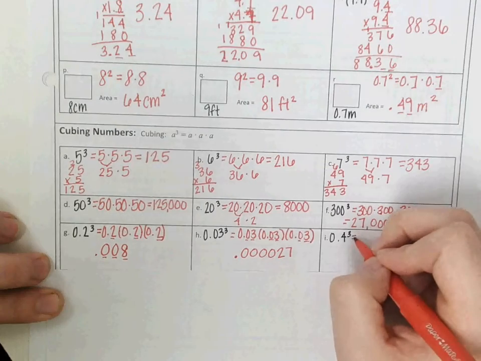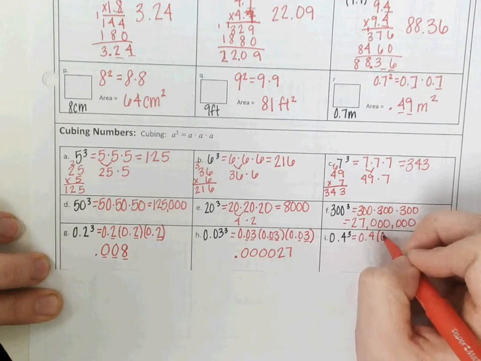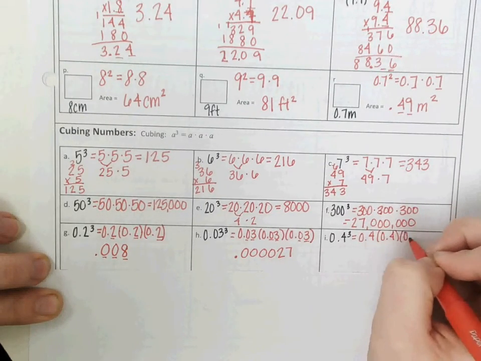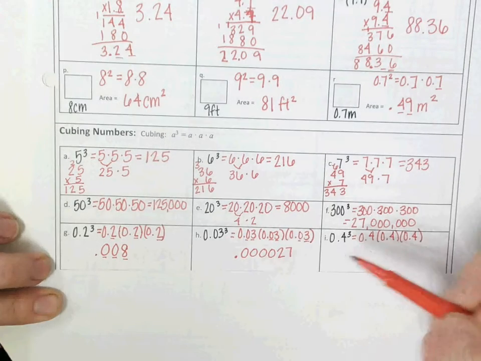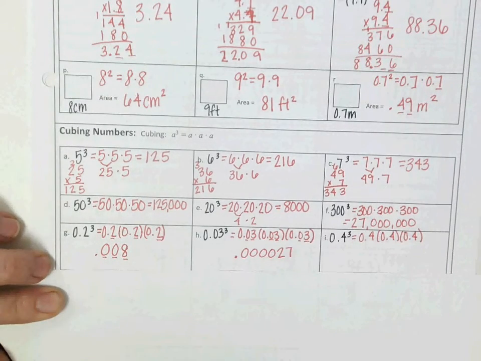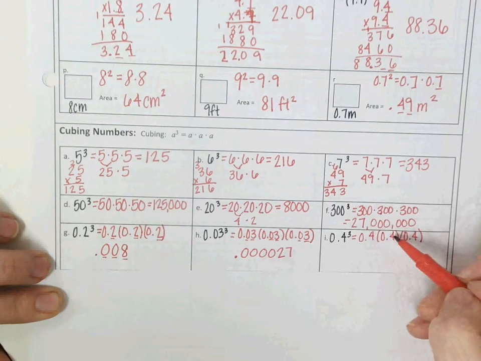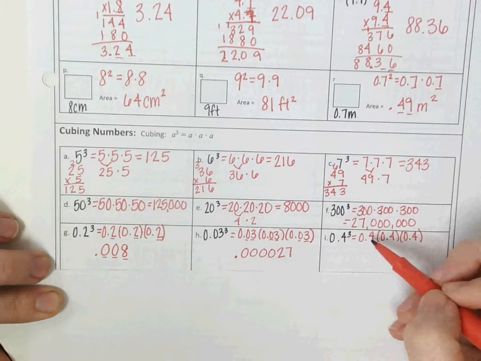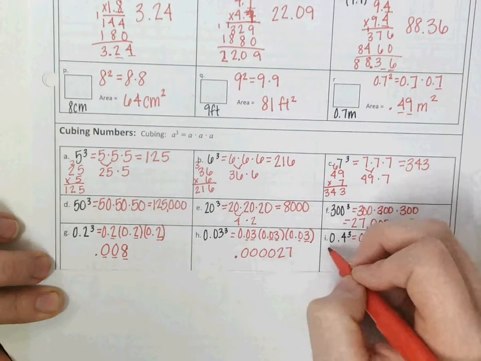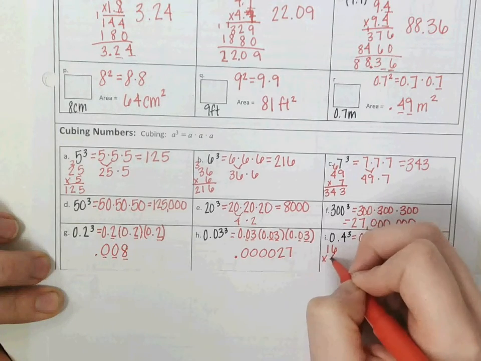Our last one here for our decimals is 0.4 times 0.4 times 0.4. So just like before, we can forget about our decimals for a minute. And we can do 4 times 4 times 4. We know our first set is going to give me 16. And then we'll do 16 times 4 again.